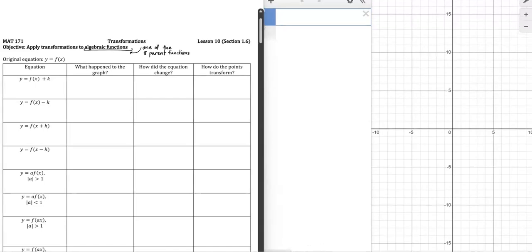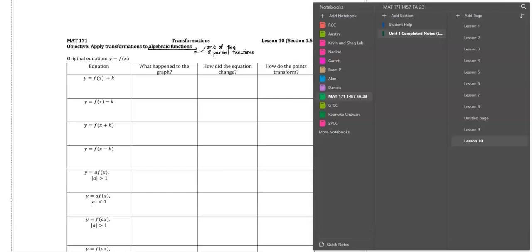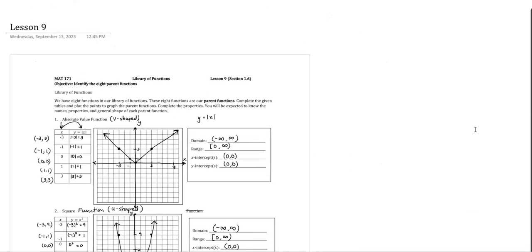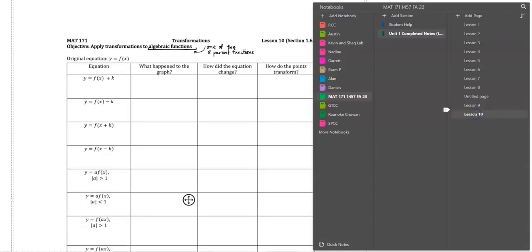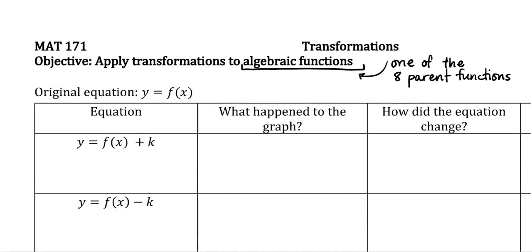In this lesson, we'll be looking at transformations, and I first want to explain what we mean by that. In the previous lesson, we looked at 8 different parent functions, and they're just pretty basic functions. I'm calling them parent functions because nothing has happened to them. They have not been transformed, which is what we will be doing in lesson 10. So we're going to apply transformations to algebraic functions. For now, the algebraic functions we'll be applying it to are one of those 8 basic parent functions.